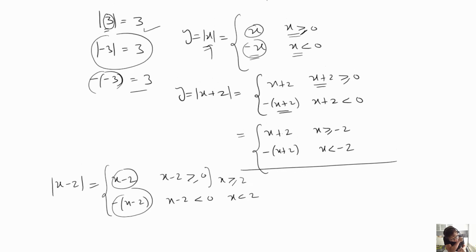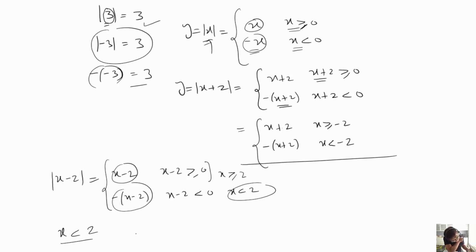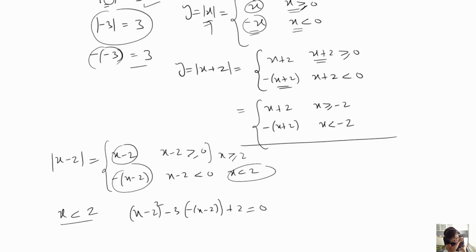The first case we make is x, say, less than 2. This is the case x less than 2, and this equation will become x minus 2 whole square minus 3 times, and when x is less than 2, the definition is minus of x minus 2. So removing the mod, we made it minus of x minus 2, plus 2 equal to 0. This is the equation I'm supposed to solve.